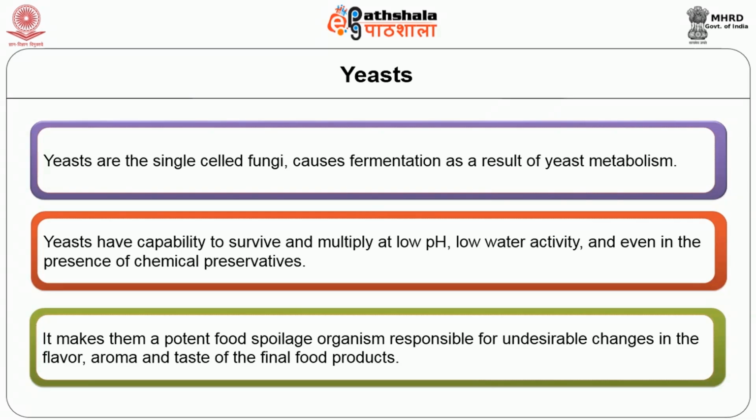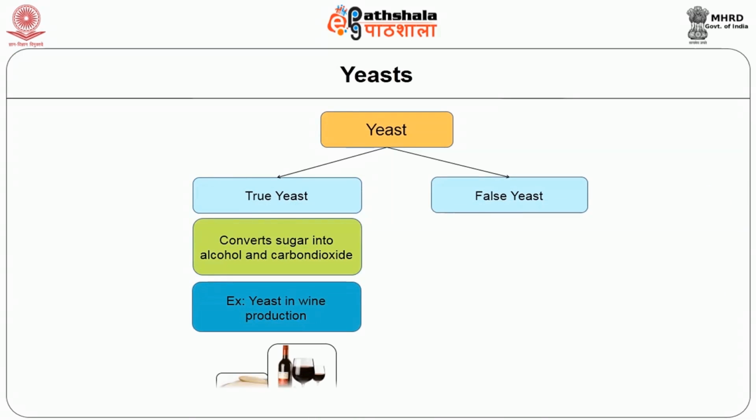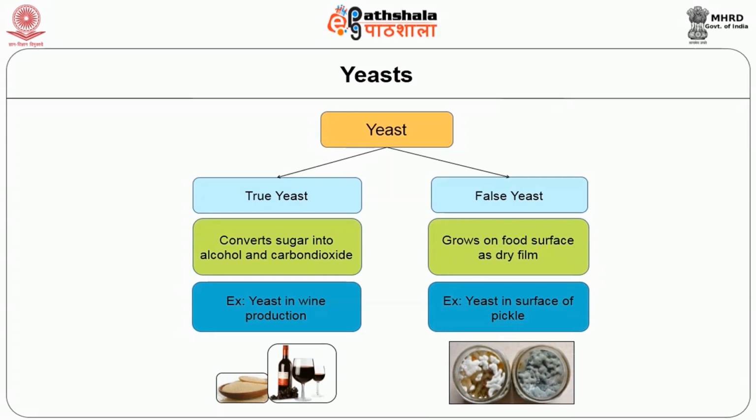True yeast involves a fermentation process where it metabolizes sugar and produces alcohol and carbon dioxide. False yeast grows on food surface as a dry film, for example, as on the surface of pickles. False yeast occurs in food having a high sugar or high acid environment.